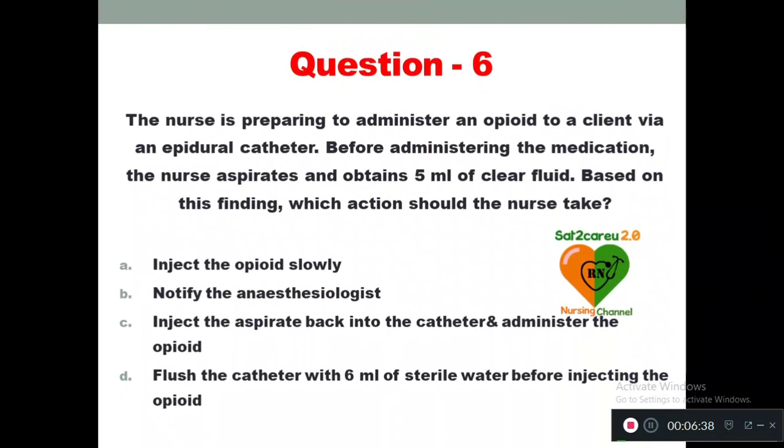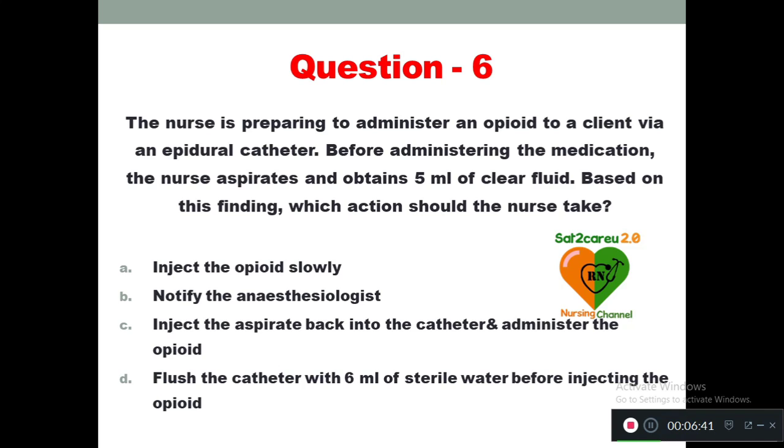Question number 6. The nurse is preparing to administer an opioid to a client via an epidural catheter. Before administering the medication, the nurse aspirates and obtains 5 ml of clear fluid. Based on this finding, which action should the nurse take? Option A, inject the opioid slowly. B, notify the anesthesiologist. C, inject the aspirate back into the catheter and administer the opioid. D, flush the catheter with 6 ml of sterile water before injecting the opioid.